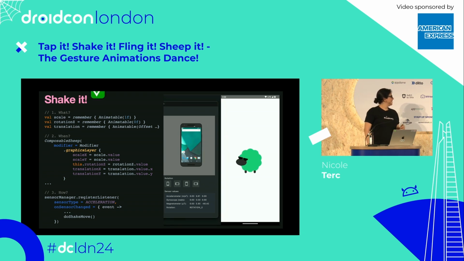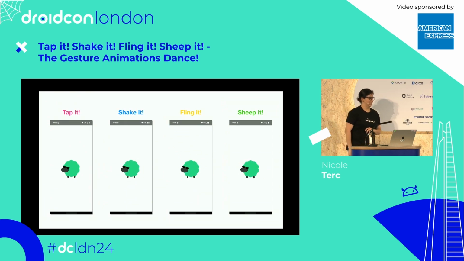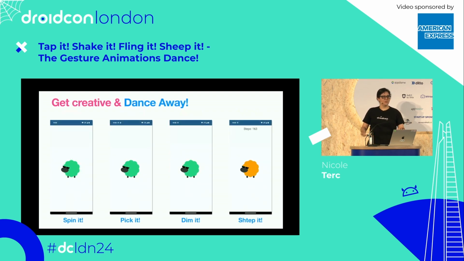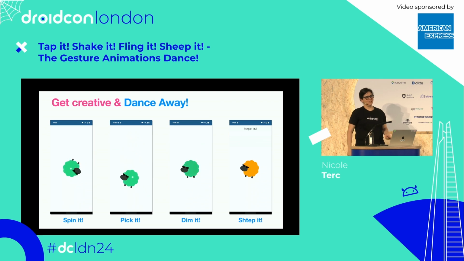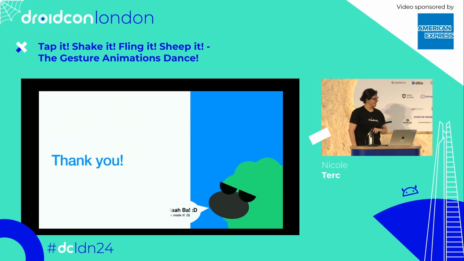But with this, I think we're done with Shake It, and with this move, we already have them all. You can already tap it, you can already shake it, you can already fling it, and you can already ship it. But you don't need to stop there. You can create your own steps. You can create even more, like spin it, pick it, dim it, step it. Just grab your favorite gesture, grab your favorite sensor, and then just plug an animation to it. That's my excuse anyway. But for now, I think that's it. So thank you.